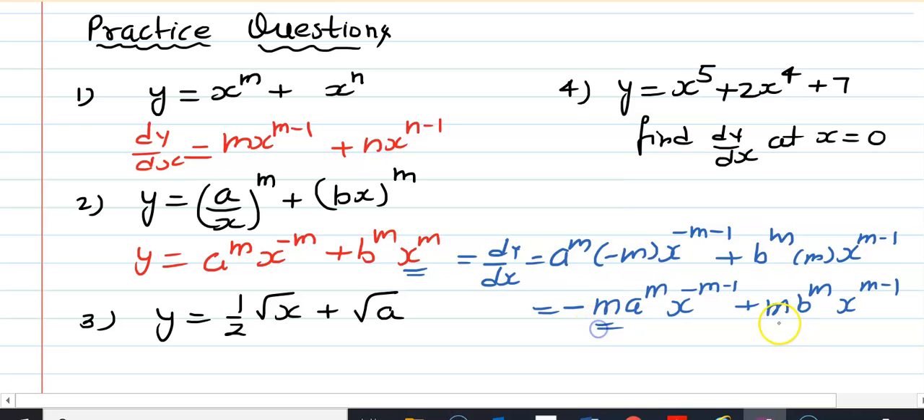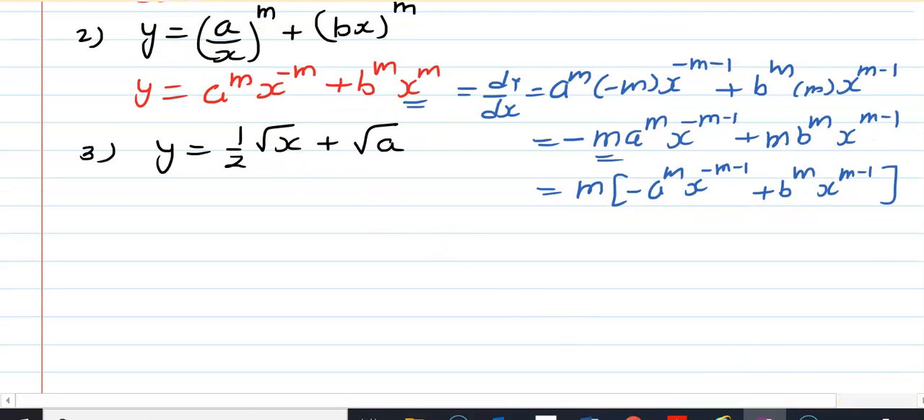If you want, you can take m out, or if you want, you can leave it. So if m is out, it will be minus a to the power m x to the power minus m minus 1 plus b to the power m and x to the power m minus 1. Okay, now if you see the third part here, y equal to half root x.